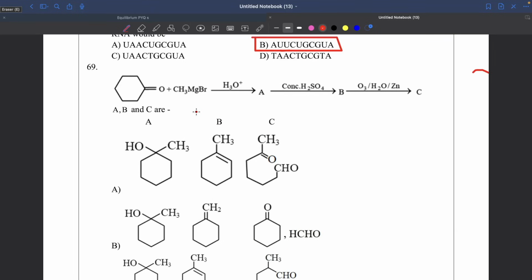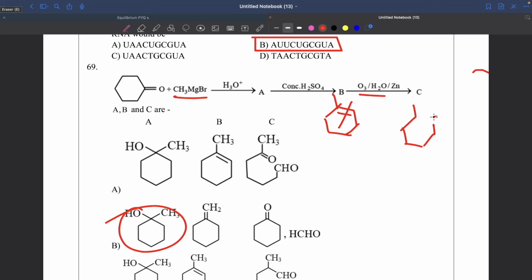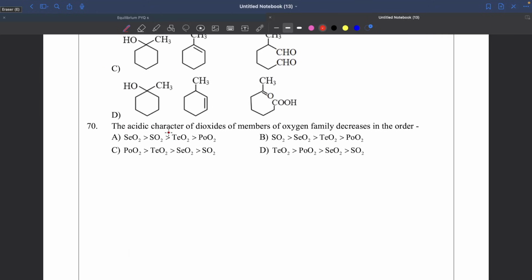Yeah, next question is 69. Cyclohexanone treated with Grignard reagent will get this kind of alcohol. A 2 degree alcohol is formed, which is heated with concentrated H2SO4. So this is going to be an alkene. When this is ozonized, you will get this kind of compound here, CHO and CO. So option A is the correct option. Option A is correct for question 69.